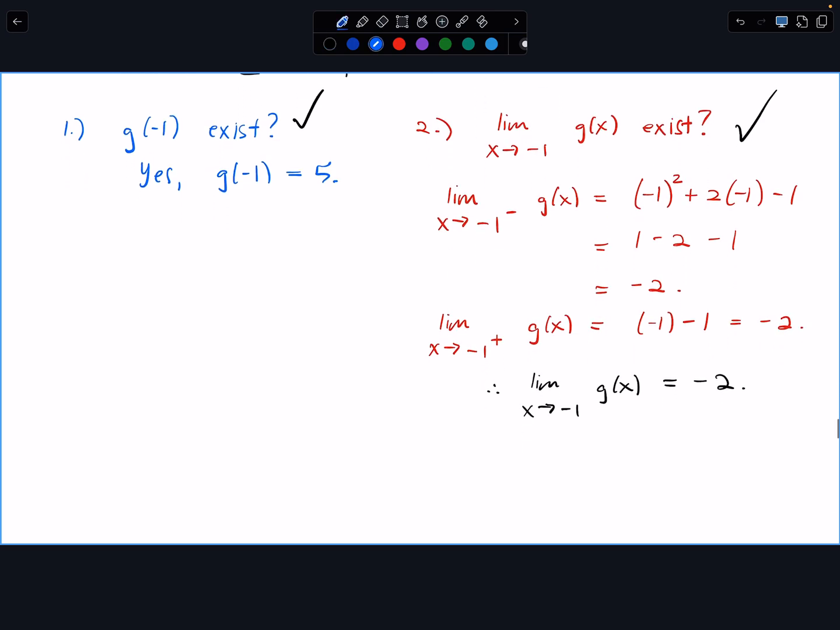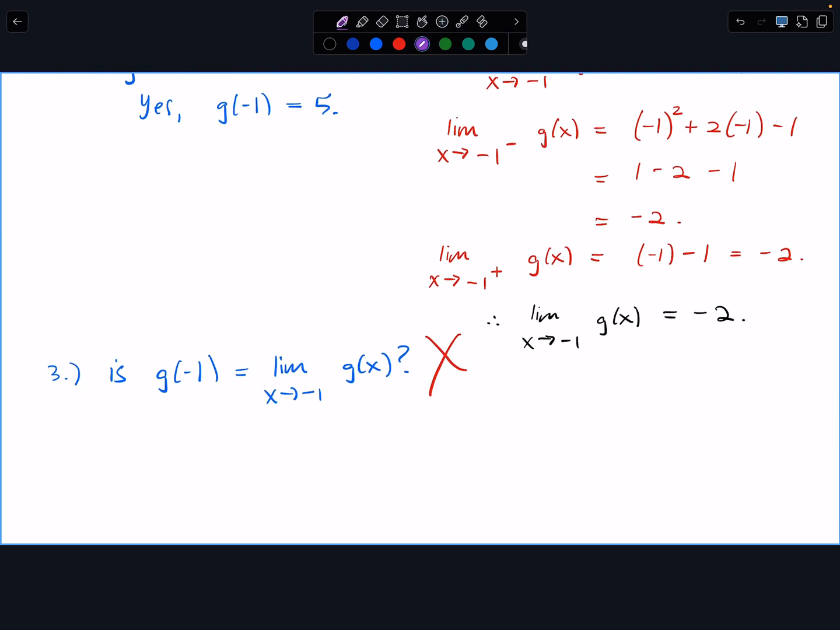So step 3 is g of -1 equal to the limit as x approaches -1 of g of x. I'm going to put a big X because that's no. And then just for your notes, so you remember, g of -1 is equal to 5. And the limit as x approaches -1 of g of x is equal to -2. Okay, so if you were listening to me yesterday, what does that mean about the graph that's happening? Is it a jump?